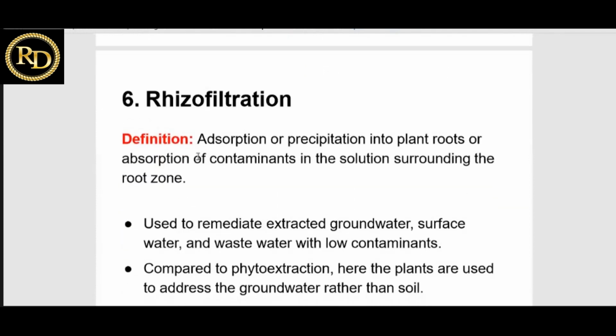Now, this strategy is very important. That is called rhizofiltration. Within rhizofiltration, rhizo means root and filtration means we are doing something with the help of the roots. So adsorption and precipitation into the plant roots. We can take this strategy for possible mitigation.